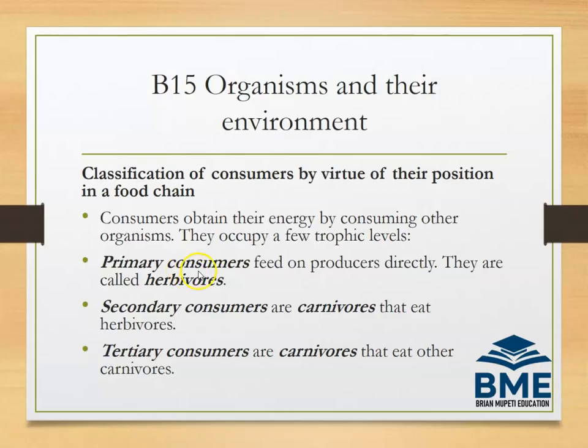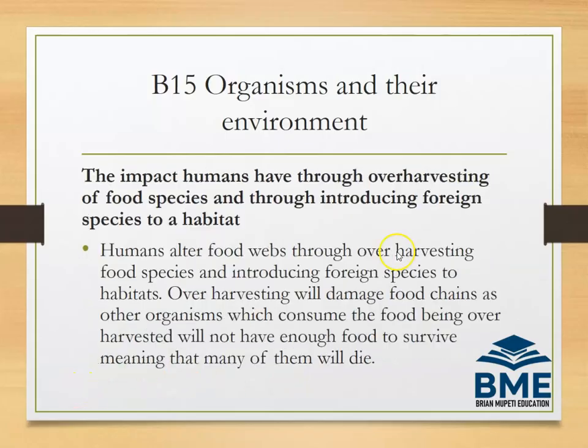So just to reaffirm, primary consumers feed on producers directly. They are called herbivores. Secondary consumers are carnivores that eat herbivores. Tertiary consumers are carnivores that eat other carnivores.